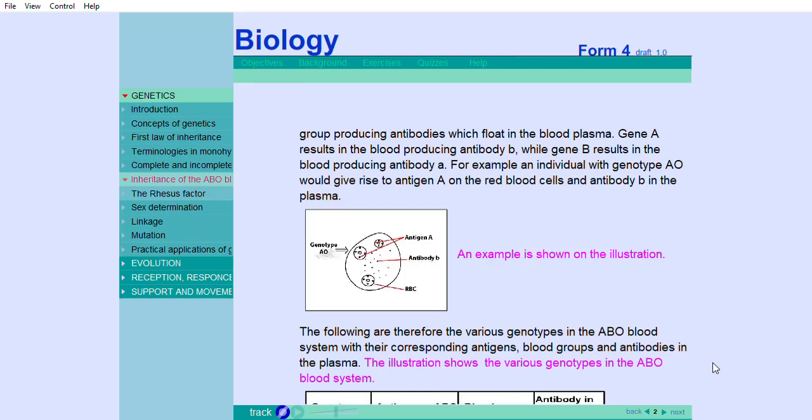The presence of a single dominant allele also results in the blood producing antibodies which float in the blood plasma. Gene A results in the blood producing antibody B, while gene B results in the blood producing antibody A. For example, an individual with genotype AO would give rise to antigen A on the red blood cells and antibody B in the plasma. An example is shown in the illustration.